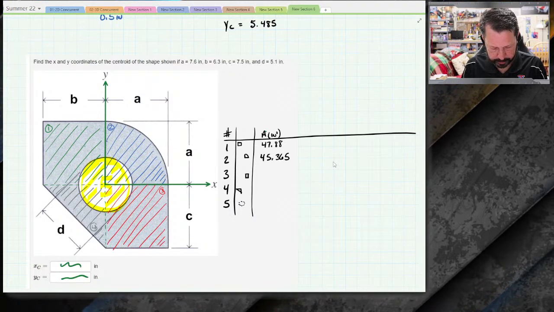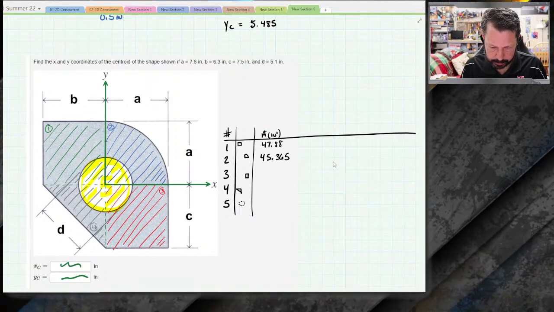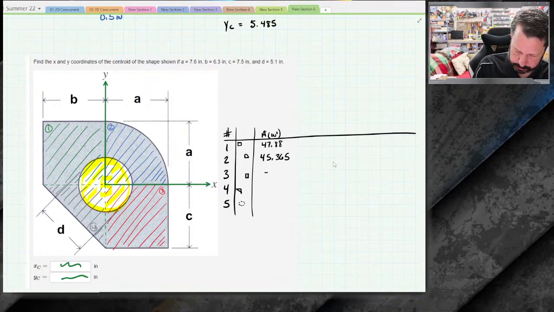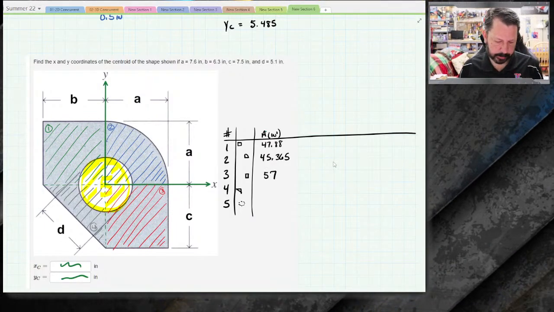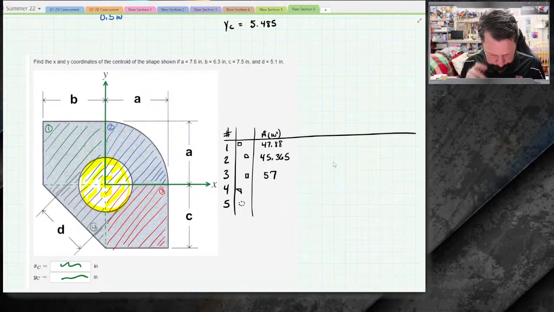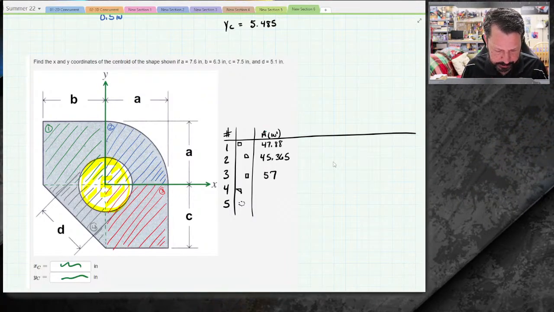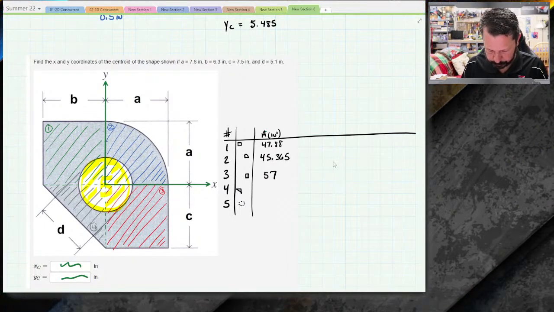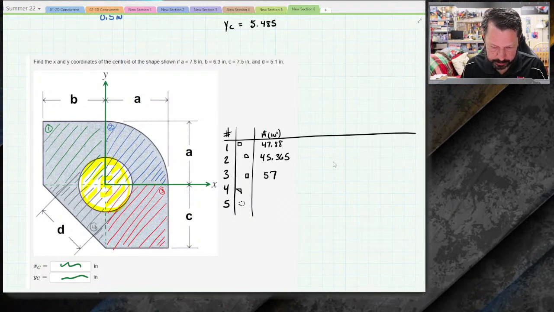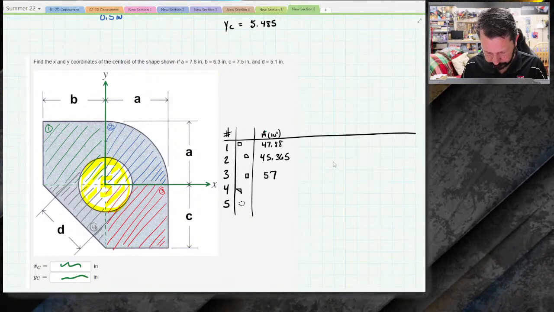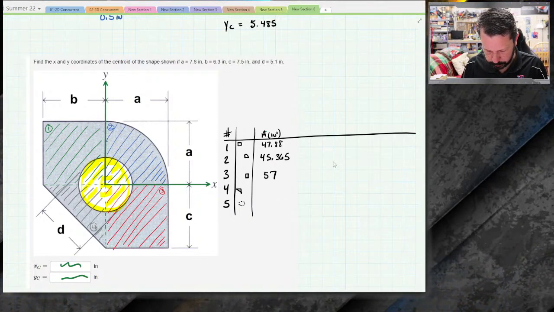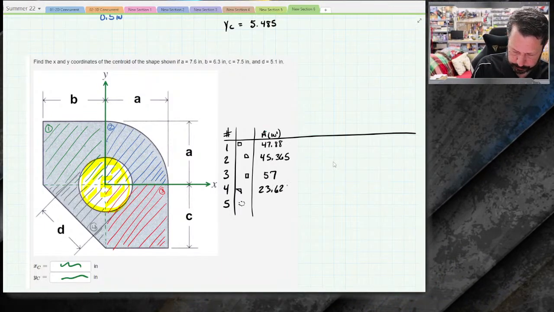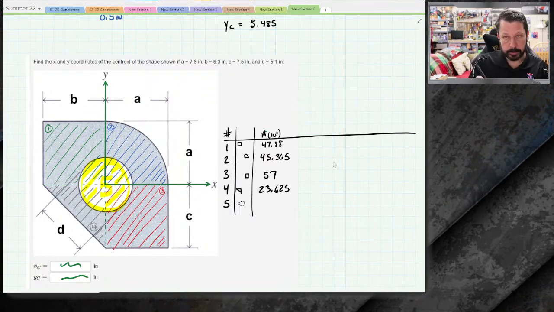And then I've got the red one, C times A. So 7.5 times A of 7.6, 57 exactly. Then I've got the gray triangle, which is B times C divided by 2. So B is 6.3 times C is 7.5 divided by 2 because it's a triangle. 23.625.